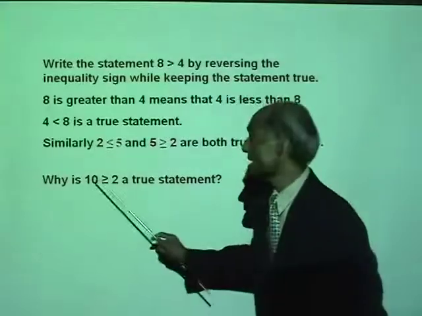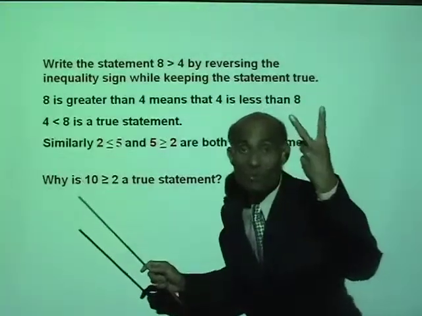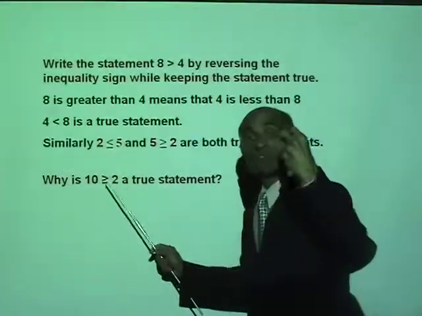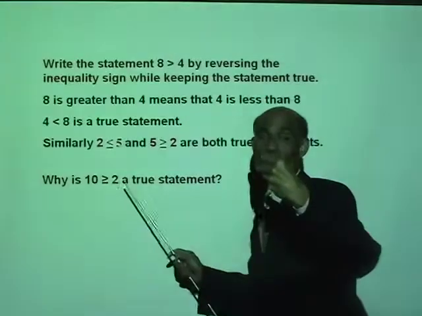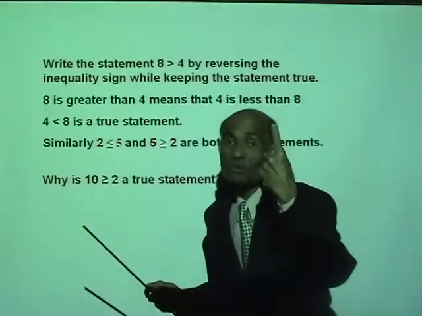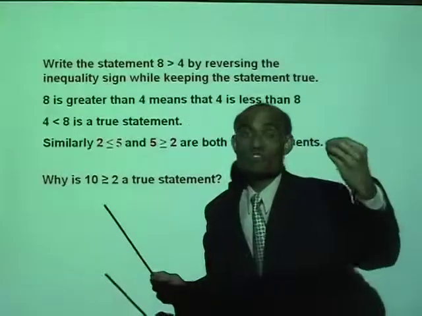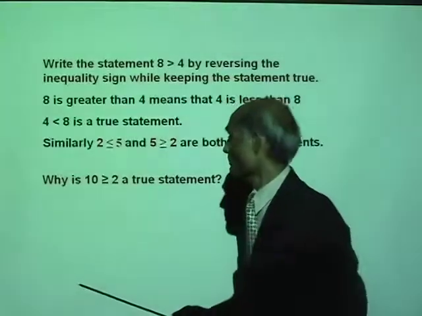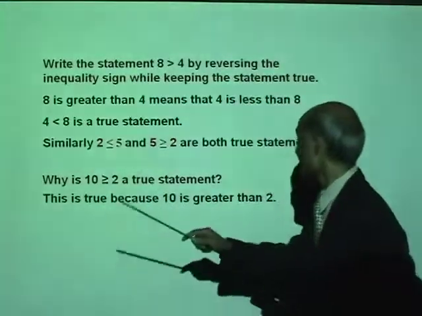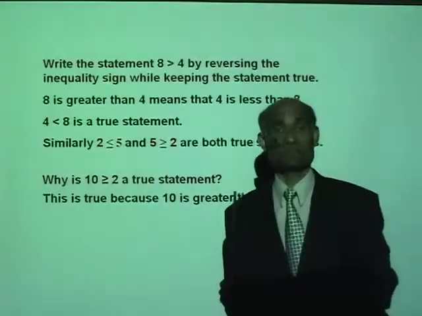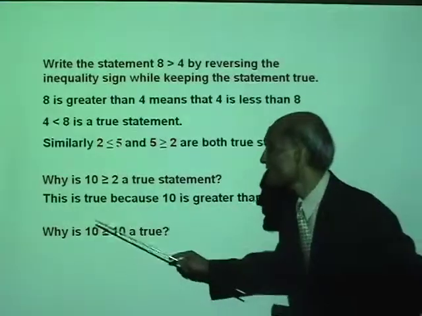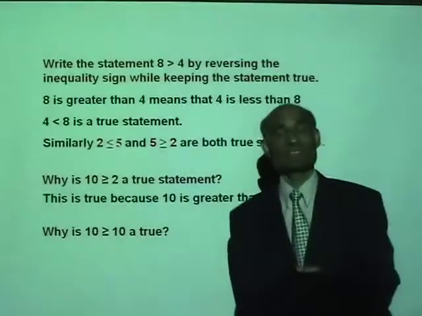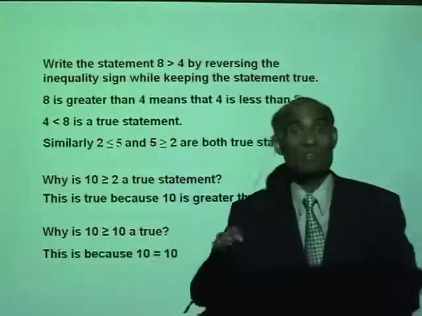Now tell me, why is 10 greater than or equal to 2 a true statement? I have told you a statement like this actually contains two different statements. What are they? 10 greater than 2 and 10 equal to 2. If one of these statements is true, then the whole statement is true because we are using OR. You see that? So this is true because 10 is greater than 2. Now, why is 10 greater than or equal to 10 a true statement? Well, because 10 equals 10.